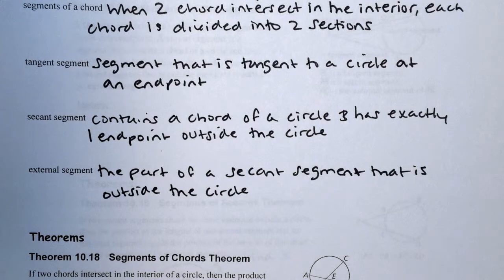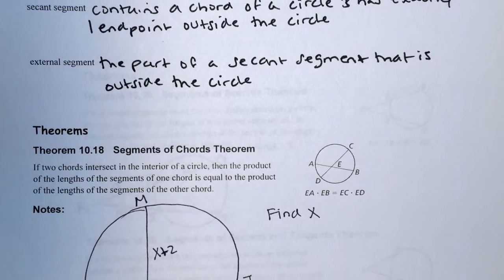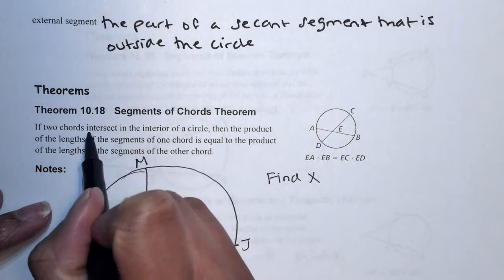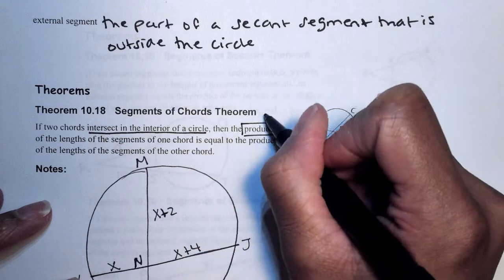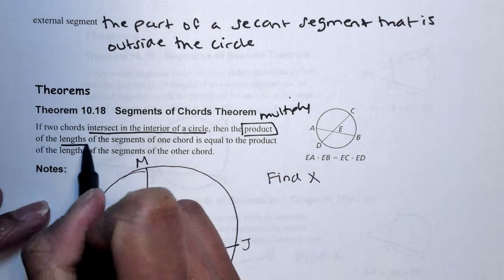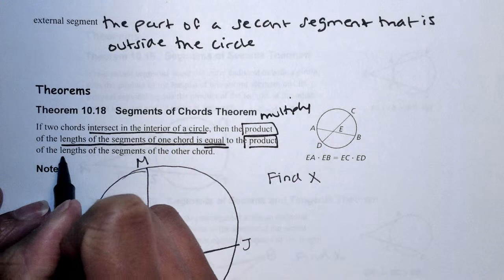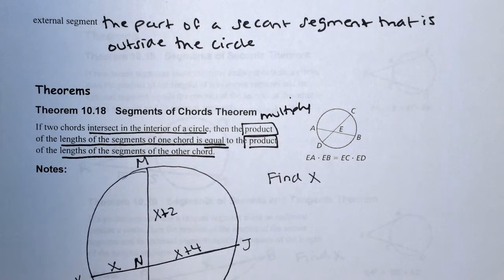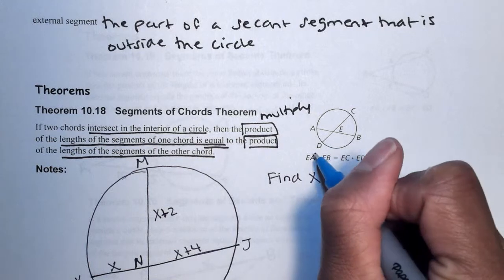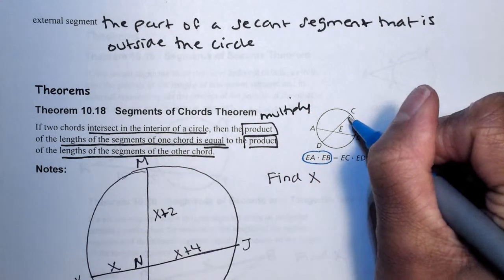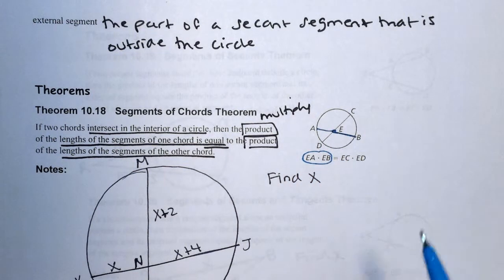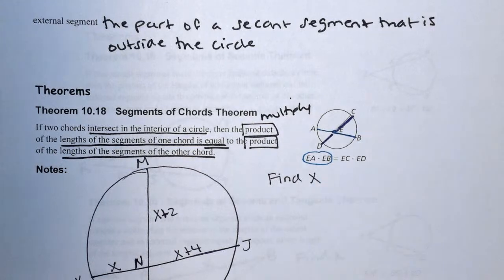Now we have theorems. We have theorem 10.18, segments of a chord's theorem. So if 2 chords intersect in the interior of a circle, then the product, remember product means to multiply, of the lengths of the segments of one chord is equal to the product of the segments of the other chord. So in this case, we have a circle and it has 2 chords. It says we multiply EA times EB, and that will equal the product of EC and ED. If you multiply those 2 together, they have to equal each other.